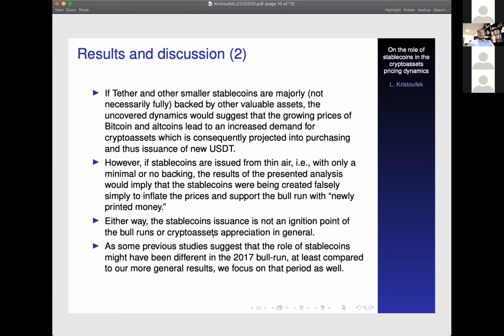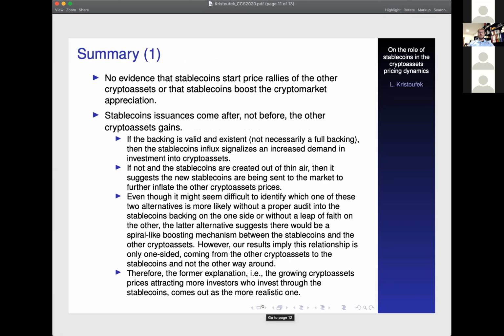Okay, and some previous studies suggest that this role was quite important during the 2017 rally, let's say. So we also focused on that one, but we didn't really find any evidence that there would be something wrong going on. The results are pretty much the same as for the overall period.